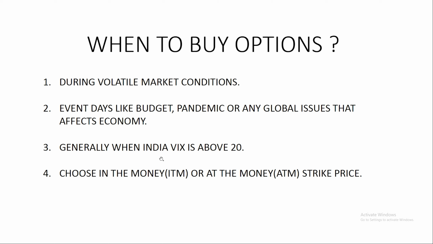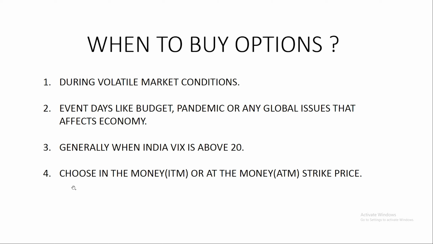Generally, you can see India VIX in the chart. It will not have a fixed number, but generally if the India VIX value is above 20, the market will tend to be in volatile conditions. So when the India VIX is above 20, people trade option buying, and it will be good for them, as it will give more volatile moves.